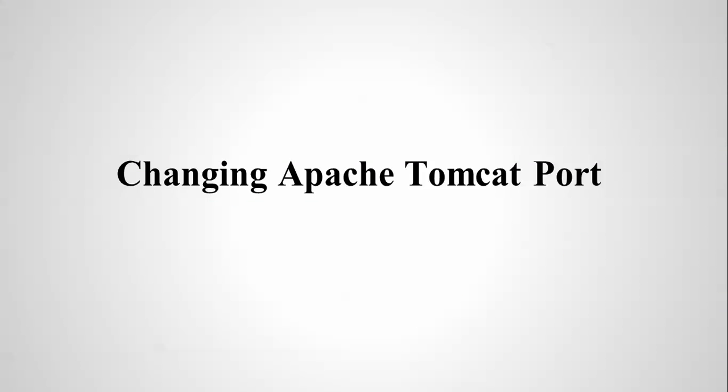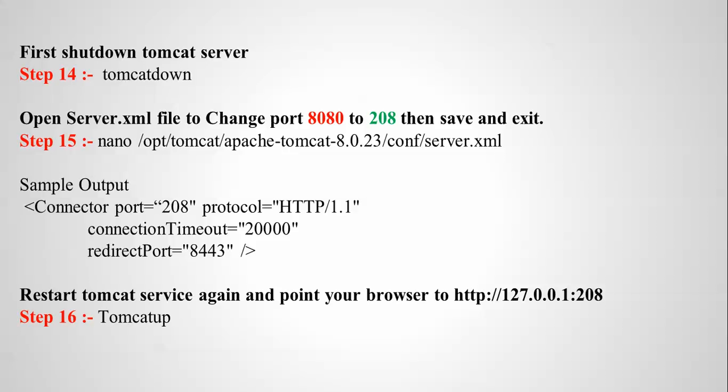So, changing the Apache Tomcat port number. For that, first we need to shut down the Tomcat server. This is command 14, Tomcat shutdown. If you want to start Tomcat up, we need to open the server.xml file. There we can find the port number 8080.